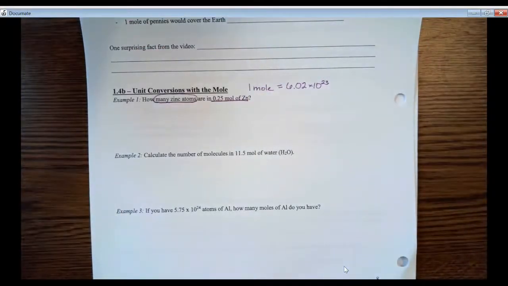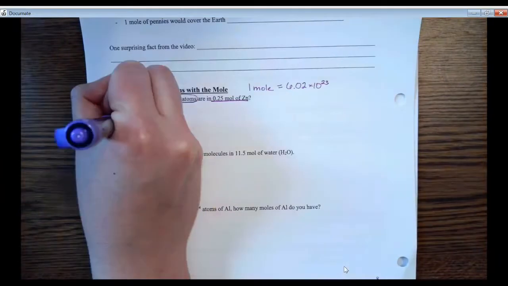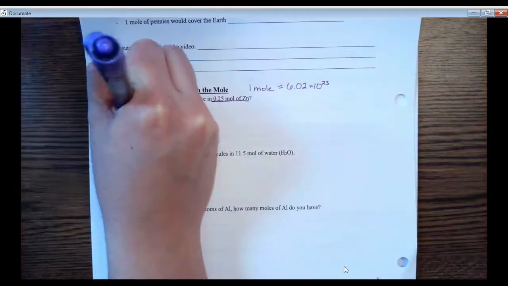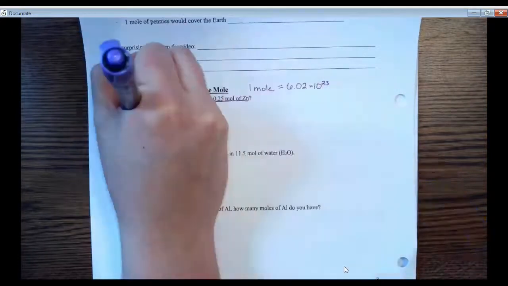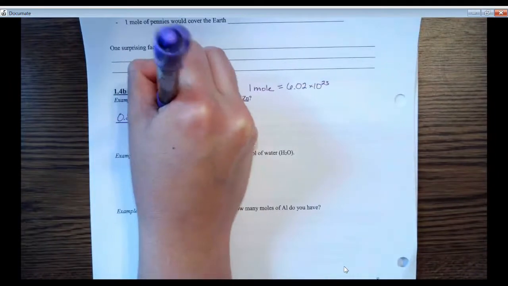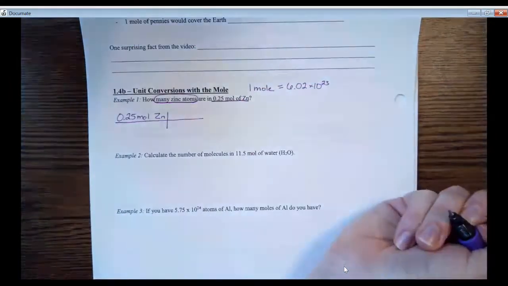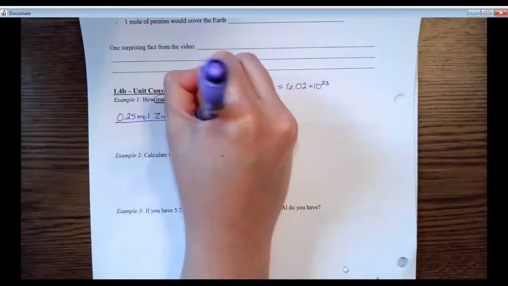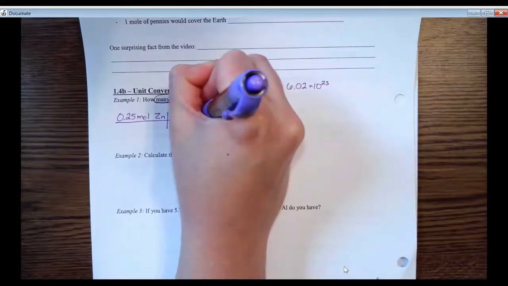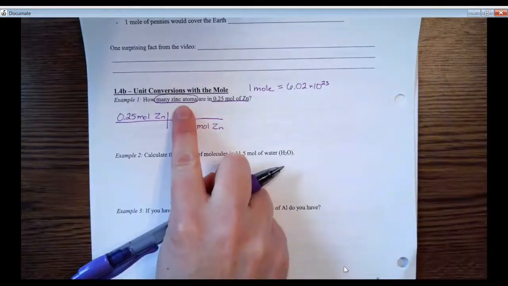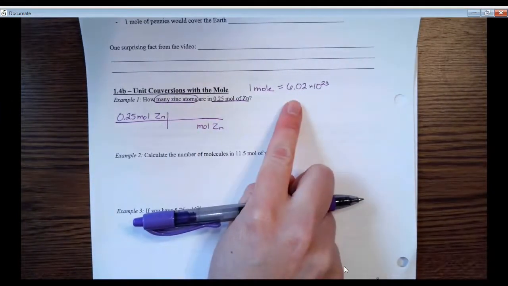Remember, our given always goes in that first spot. So 0.25, and then don't be lazy with your labels. So moles of zinc. Okay. Now we want to think on the diagonal, we need the exact same unit. So I'm going to have moles of zinc again. And I want to go from moles of zinc to atoms of zinc. So this is going to be a great time. We're going to go ahead and use the mole.